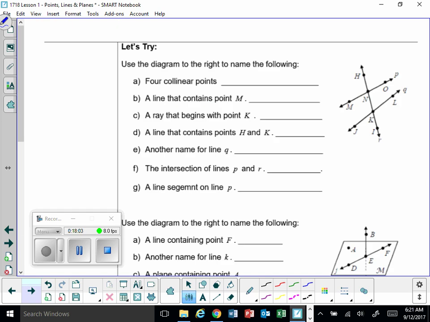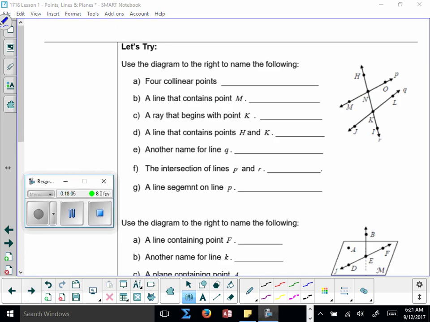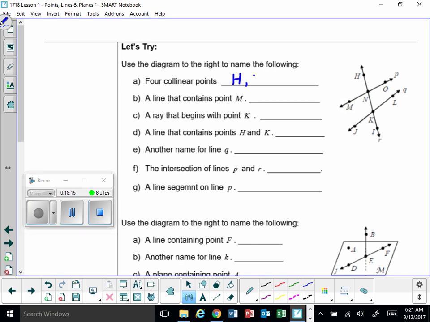So let's try a couple of these. Use the diagram at the right to name the following 4 collinear points. I could have H, N, K, and I. H, N, K, and I are all on the same line. Name a line that contains point M.